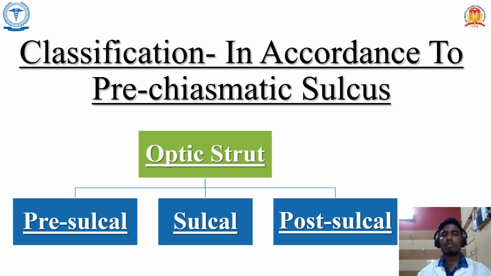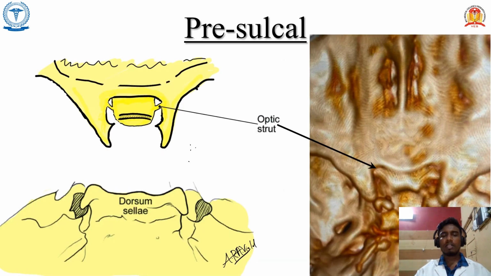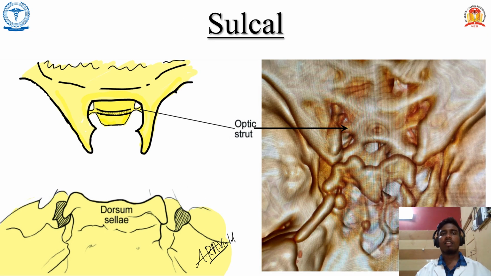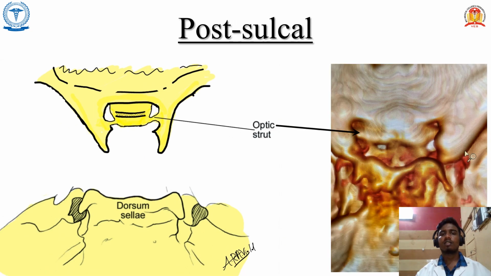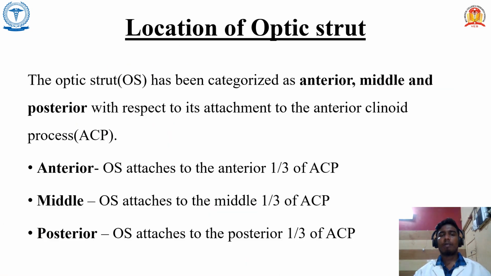Optic strut is classified into pre-sulcal, sulcal, and post-sulcal variations. In the pre-sulcal variation, the optic strut is present anterior to the prechiasmatic sulcus. In the sulcal variety, the optic strut is present at the level of the prechiasmatic sulcus. In the post-sulcal variety, the optic strut is present posterior to the prechiasmatic sulcus. Optic strut has been categorized as anterior, middle, and posterior with respect to attachment to the anterior clinoid process.